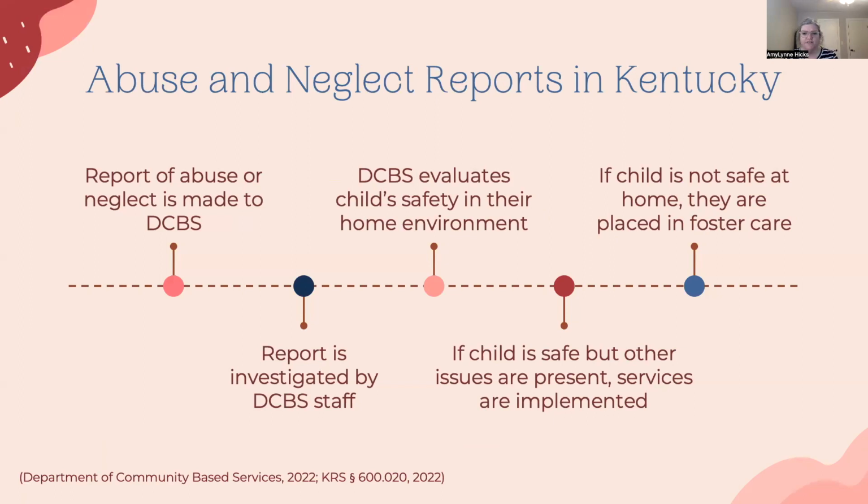If there's still safety threats present in the home despite the services that are implemented by the worker, or if the safety threats present an immediate risk to the child and the child cannot be maintained in their home environment, that child is placed either in foster care or in a relative or kinship care placement.